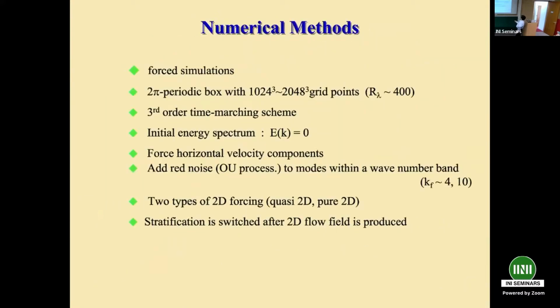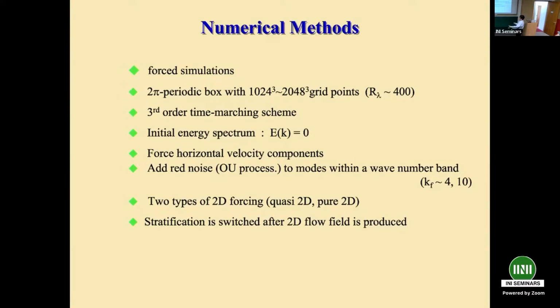This is the summary of our numerical method. We force simulations this time, but using a 2-pi periodic box with 1024 cubed and 2048 cubed grid points, so it's a rather big calculation. And R lambda is 400 something. We use a third order Runge-Kutta time marching scheme, and the initial energy spectrum is 0.